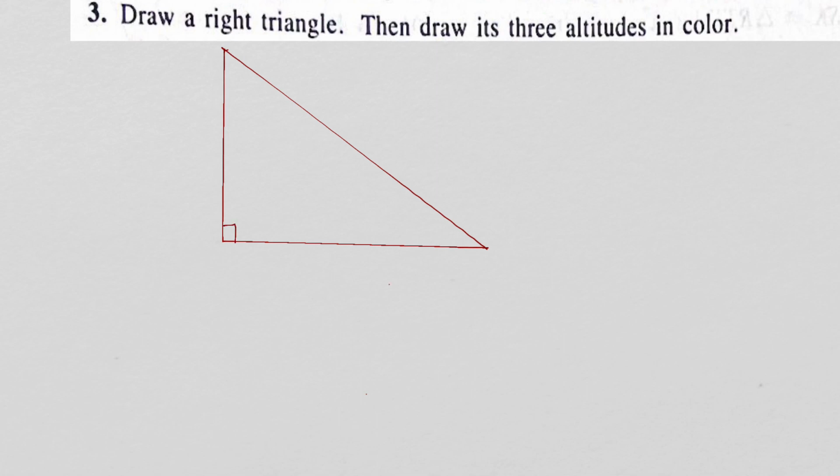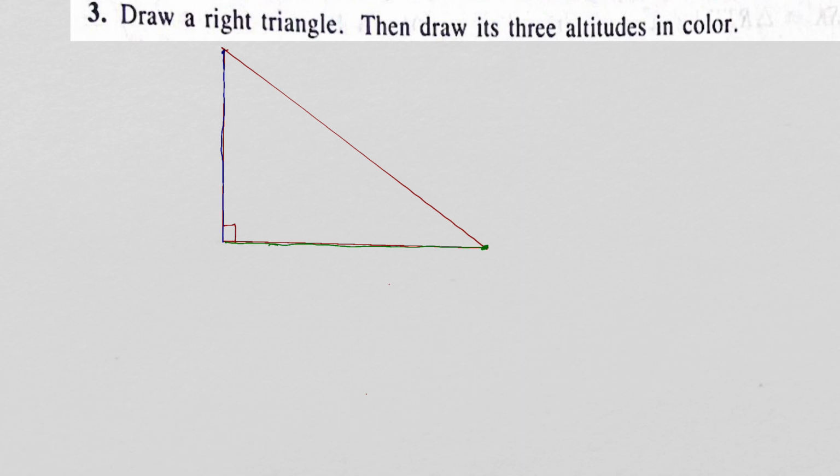So the altitude from this point right here is this line right here. It's obvious it hits this at a right angle. So this line right here is our altitude from this point. The altitude from this point is this line right over here, because it hits this side of the triangle at a right angle. Finally, the altitude from here is going to go somewhere over here, and it's going to look like this.